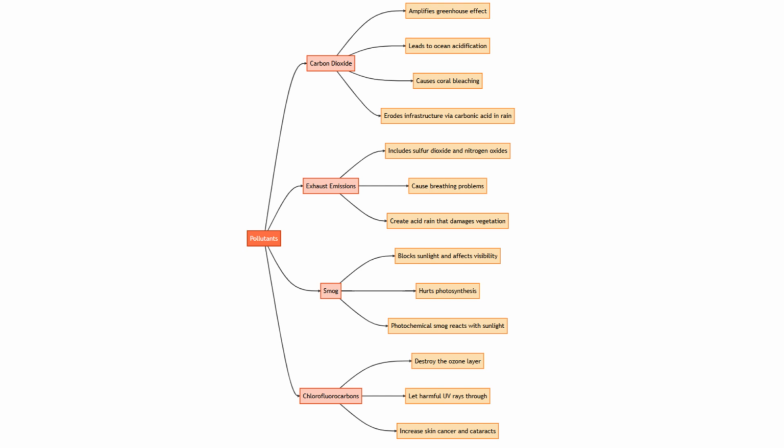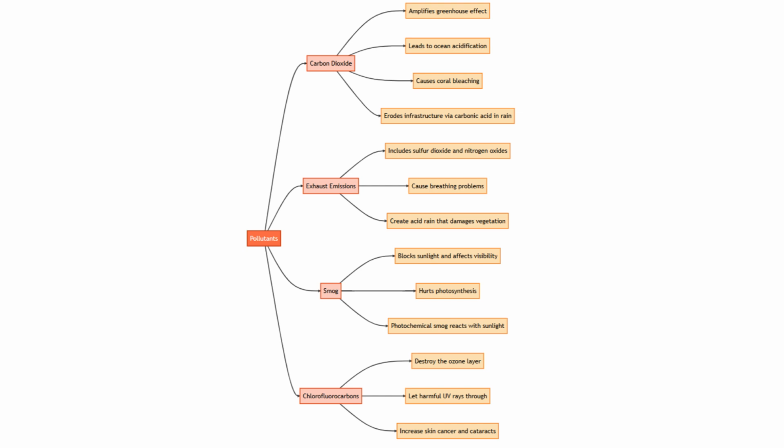These gases cause breathing problems and create acid rain, which damages vegetation. Smog is a mix of smoke and fog that blocks sunlight, hurts visibility, and affects photosynthesis. Photochemical smog, formed by sunlight reacting with pollutants, even has a brownish-gray tint.